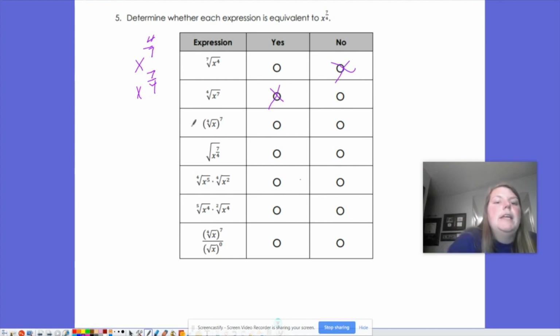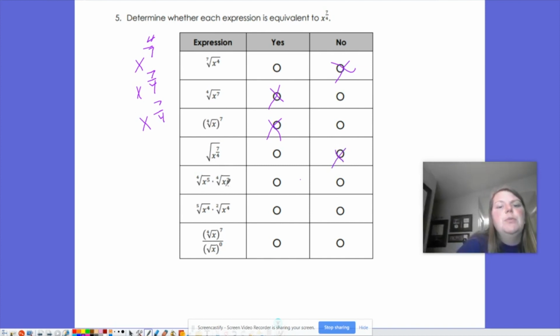The third one is the same thing, x to the 7/4. It's still an exponent, even though it's outside those parentheses. This one is not going to be the same because it's not just x to the 7/4. We're then taking the square root, and it's not going to be the same if we're taking the square root of it. This one, let's rewrite both of them as rational exponents. So x to the 5/4 times x to the 2/4. And if we add those exponents, we're adding fractions. So 5 plus 2 would give us x to the 7/4.